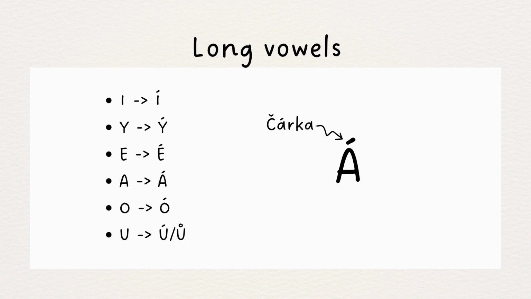Čárka. Let's look at the short vowels and simply make them long vowels by writing lines over them, like this. Now let's try to pronounce them in comparison to the short vowels. Repeat after me. I, E. Can you hear it? I, E. Y is still the same as the I before, so I, E.